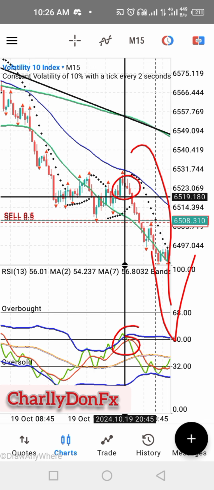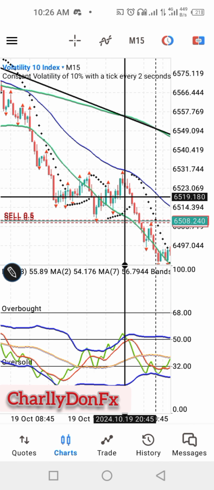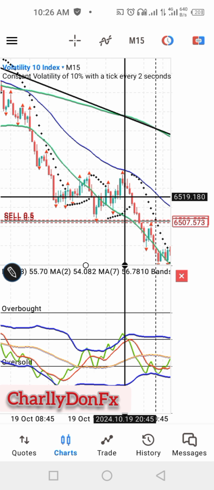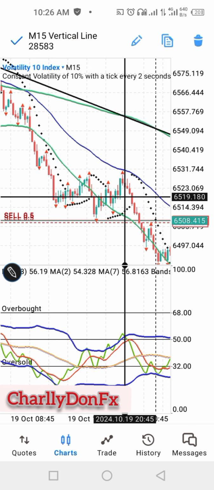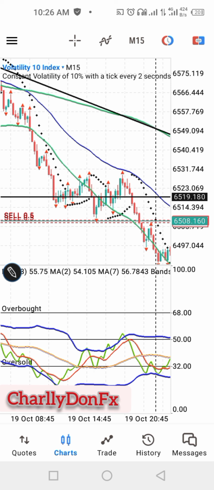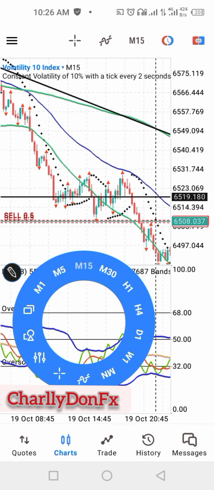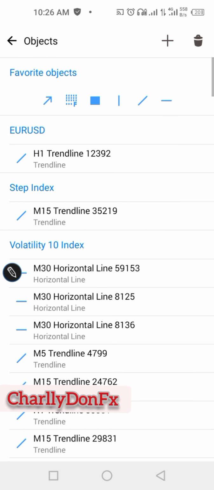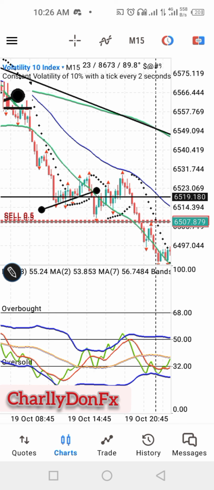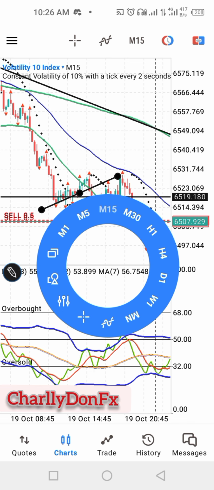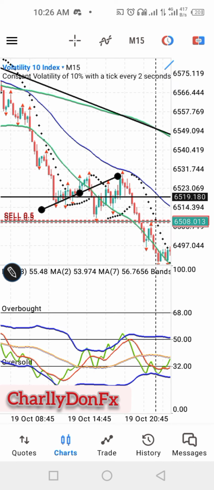So whenever the price is in a sell region, be expecting to sell. Or you can even make use of your trend line. Take a look, guys. Make use of your trend line here. You can place your trend line here, and even place your trend line there. Can you see? And those are the breakouts.